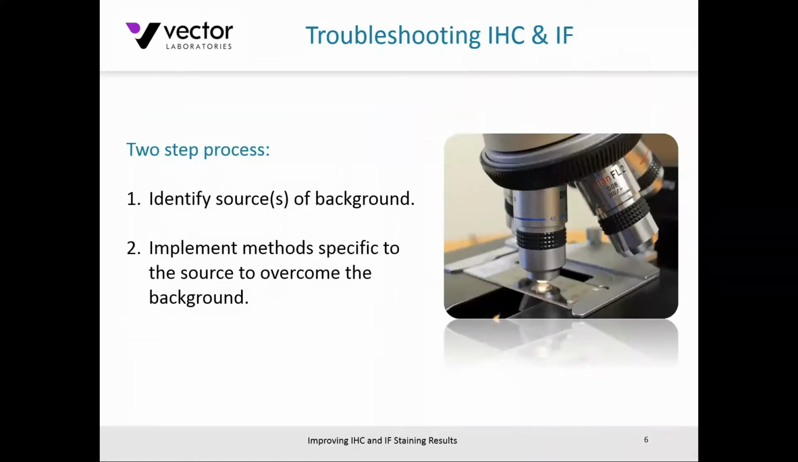And certainly with any troubleshooting endeavor, it is a two-step process. And for immunohistochemistry and immunofluorescence, it's no different. You have to identify the source or the sources of the background that you're encountering, and then put in place or implement specific methodologies and strategies to overcome that background staining. We'll be discussing some of those going forward.